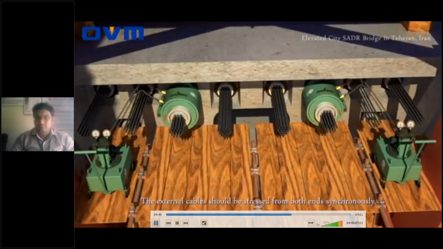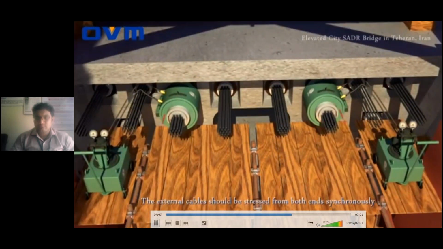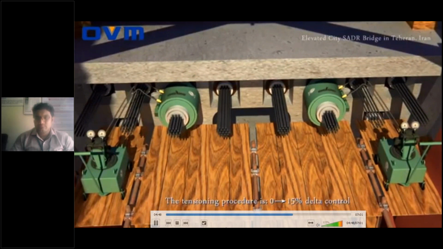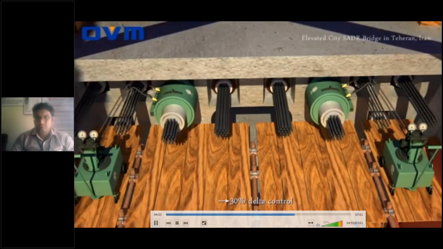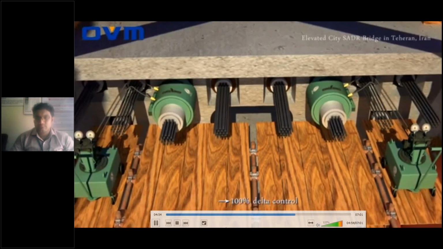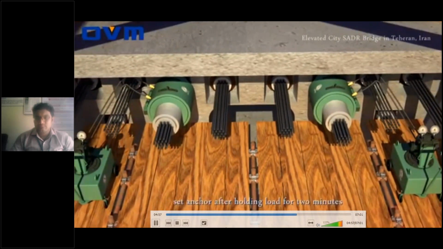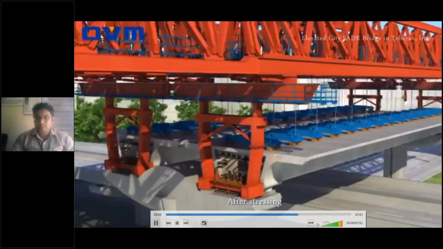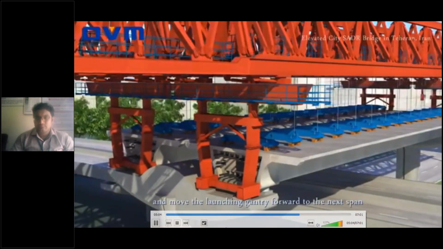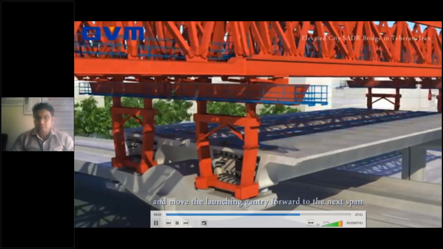The tensioning procedure is 0 to 50% delta control, to 30% delta control, to 100% delta control. Set anchor after holding load for 2 minutes. After stressing, remove temporary hanger rods of segments and move the launching gantry forward to the next span. Then prepare for grouting of external cables.